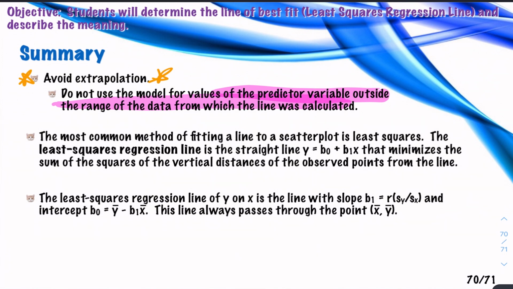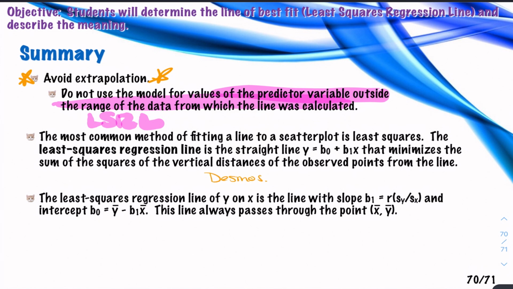The least squares regression line, or LSRL, is the straight line y equals b0 plus b1 x that minimizes the sum of the squares of the vertical distance of the observed points from the line. Think the Desmos activity that was in the notes in part 1.